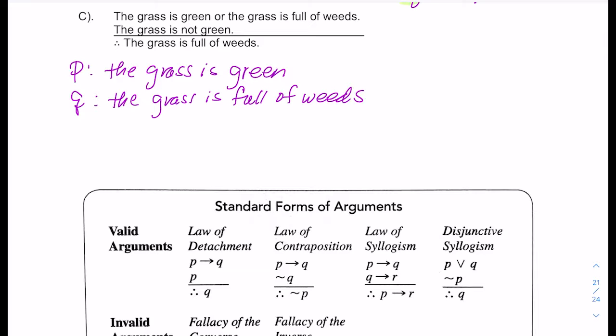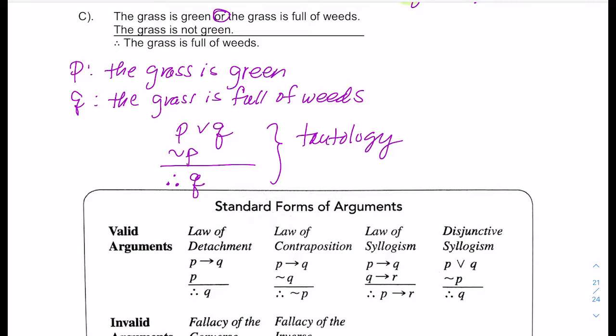So the grass is green, and we have an or. So this is P or Q. The grass is full of weeds. Premise 2 is the grass is not green. So not P. What can I conclude? I can conclude Q. This is known as a tautology.